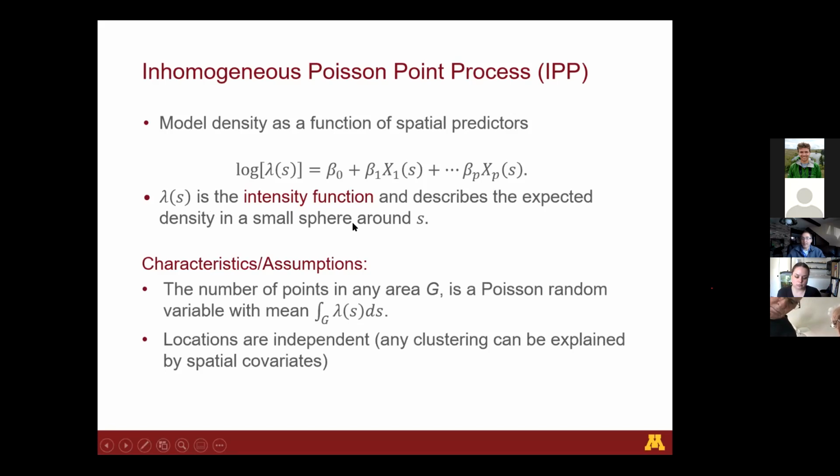It's also important to highlight the characteristics and assumptions of this approach. This model assumes that the number of points in any area G is a Poisson random variable with mean given by the integration of that intensity function over that area. So this is a model for density in continuous space, but you can use that model to estimate density for any spatial unit of interest. An important assumption is that all the locations are independent, so any clustering of points in space can be explained by spatial predictors.